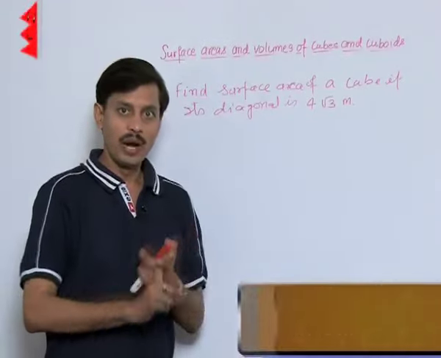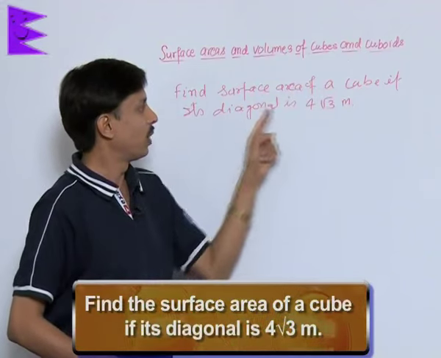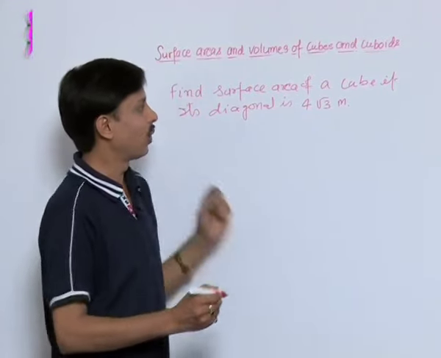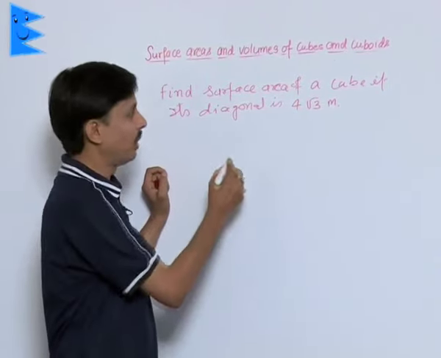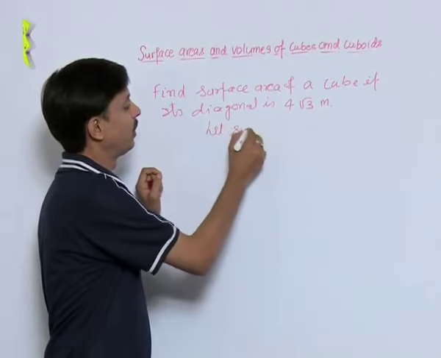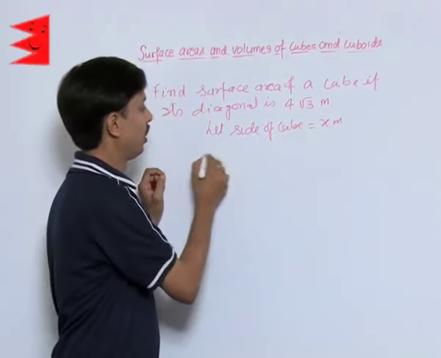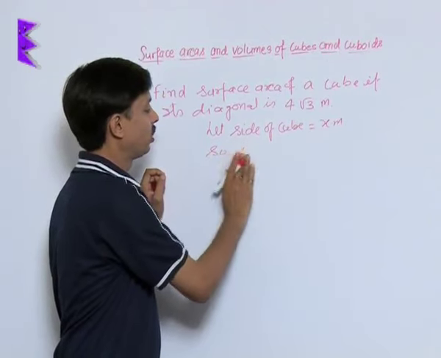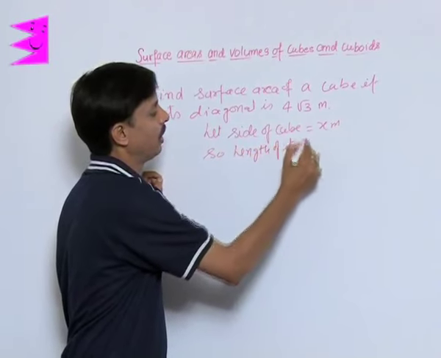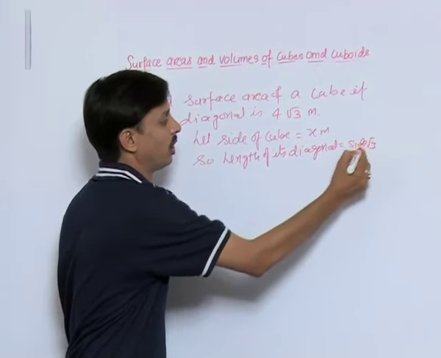Find the surface area of a cube if its diagonal is 4 root 3 meter. In fact, the formula for calculating the length of the diagonal of a cube is side into root 3. Let the side of the cube be x meters. So the length of its diagonal is side into root 3.